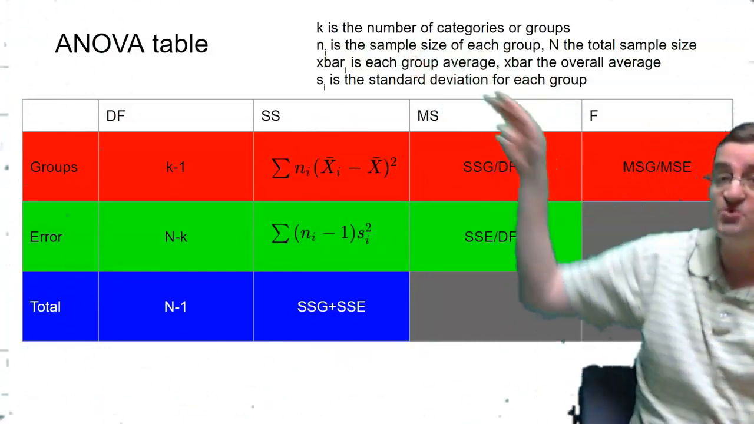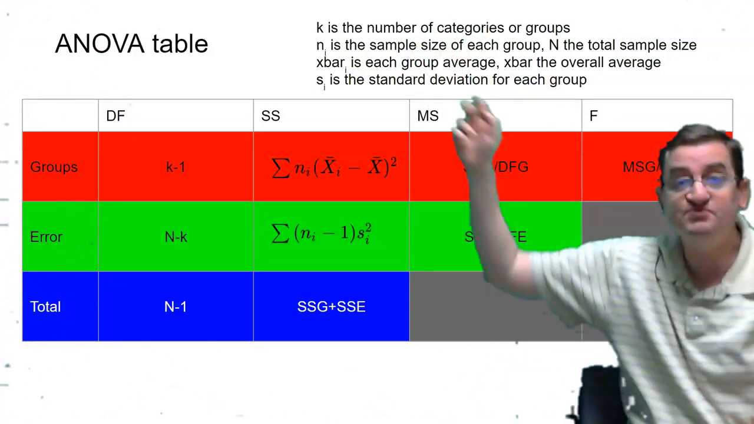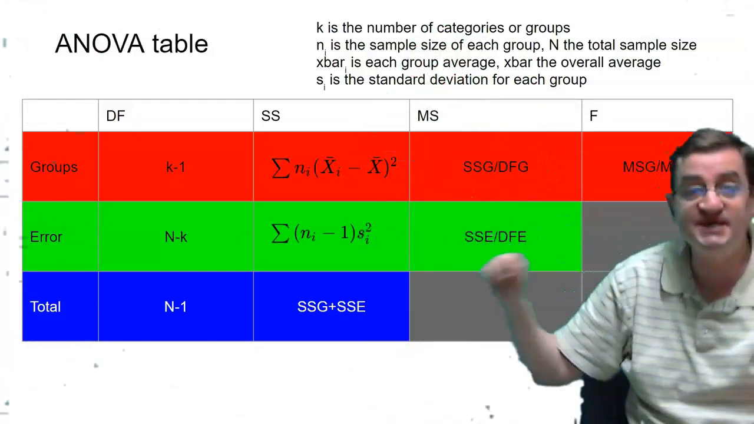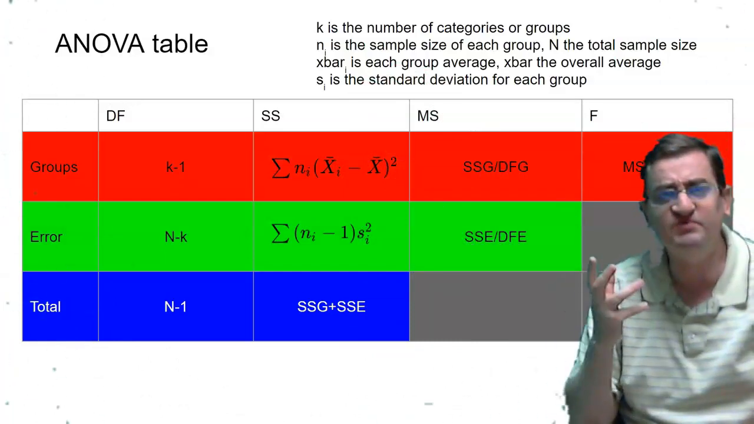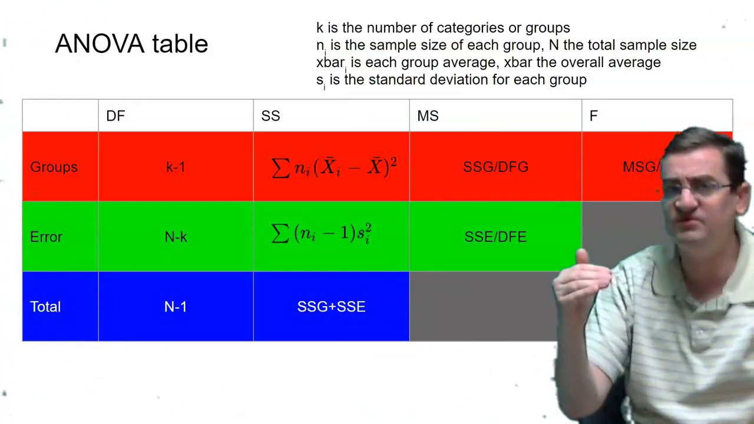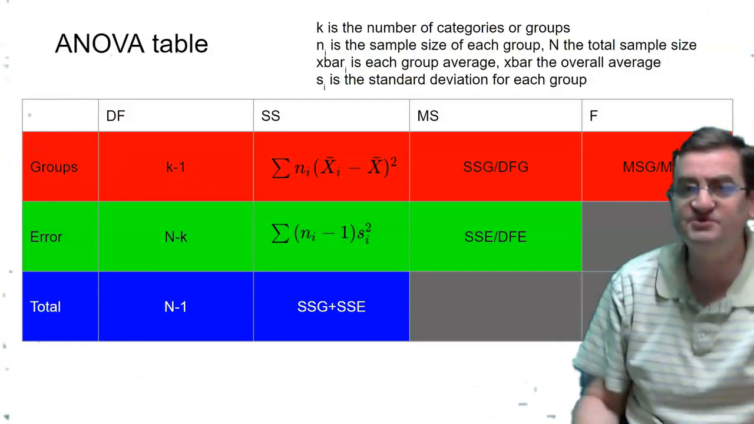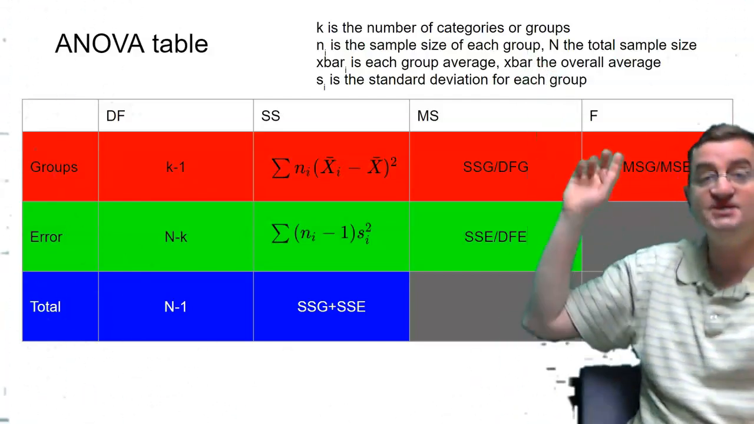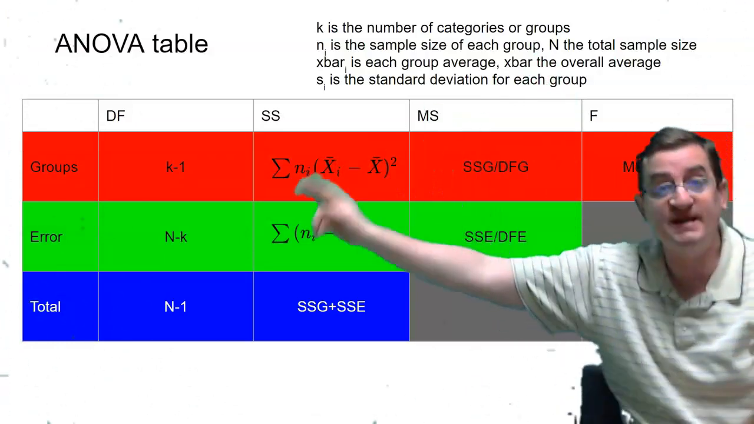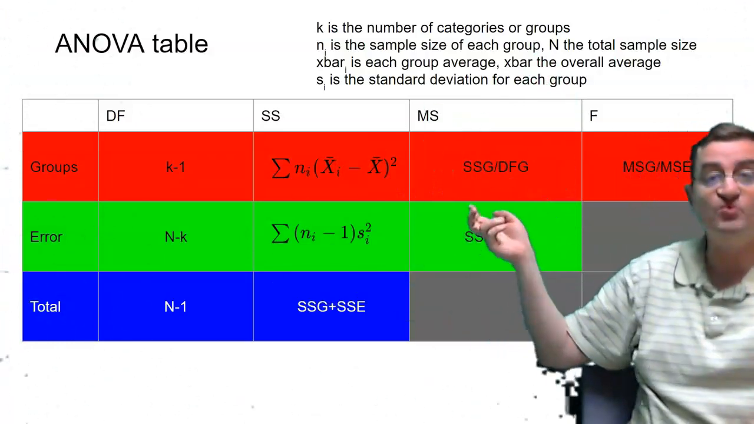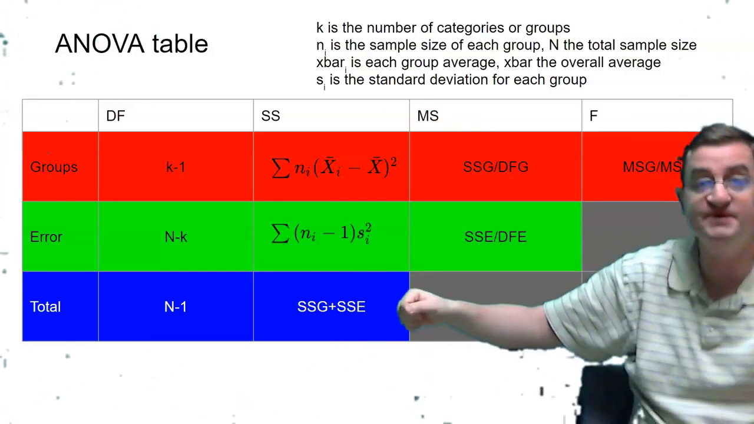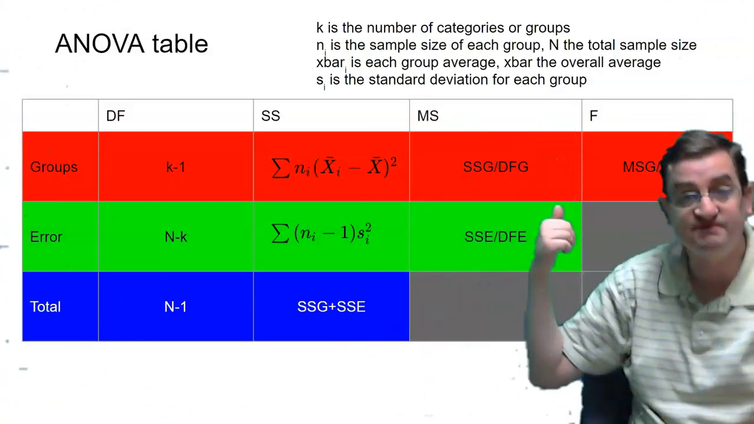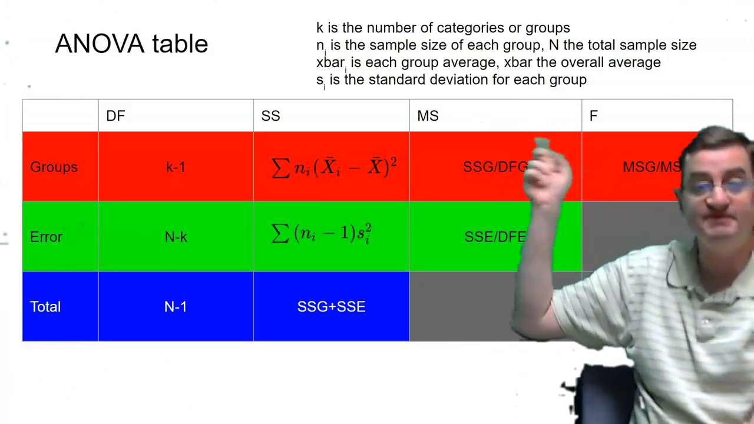For the sums of squares piece, this is what we talked about with the SSG. Here's the SSE, and there's the SST. Those are hard ones. That's why we spent a whole video slowly going through each of those and how you derive them. This is the MSG, and to get that, you take the second column divided by the first column. The sums of squares divided by the degrees of freedom. So SSG over the DFG, degrees of freedom for groups. That's how we get the MSG.